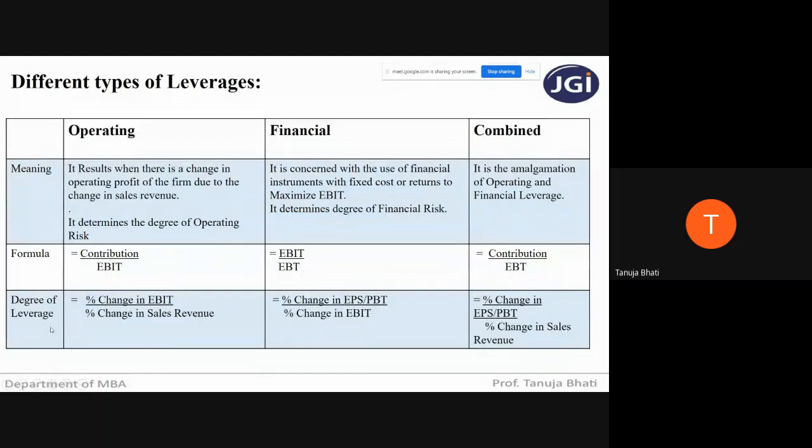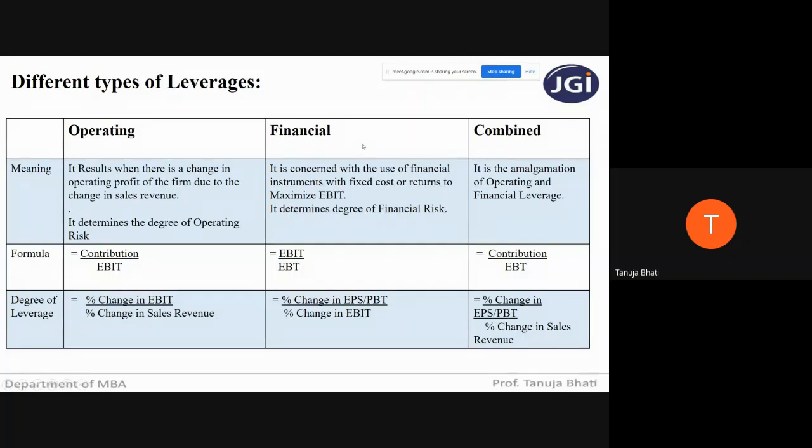The degree of leverage can be calculated by percentage change in EBIT divided by percentage change in sales revenue. As I already told you, students, if the sales revenue is changing, it will obviously affect your earnings. Therefore, the degree of operating risk can be calculated by percentage change in EBIT divided by percentage change in sales revenue.